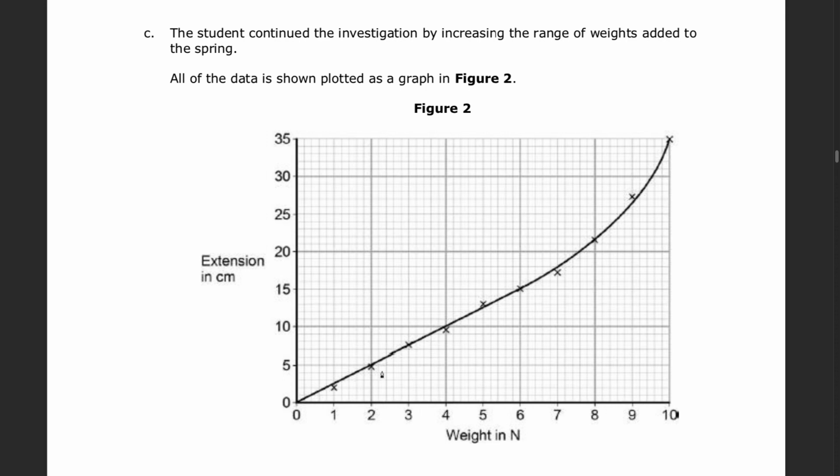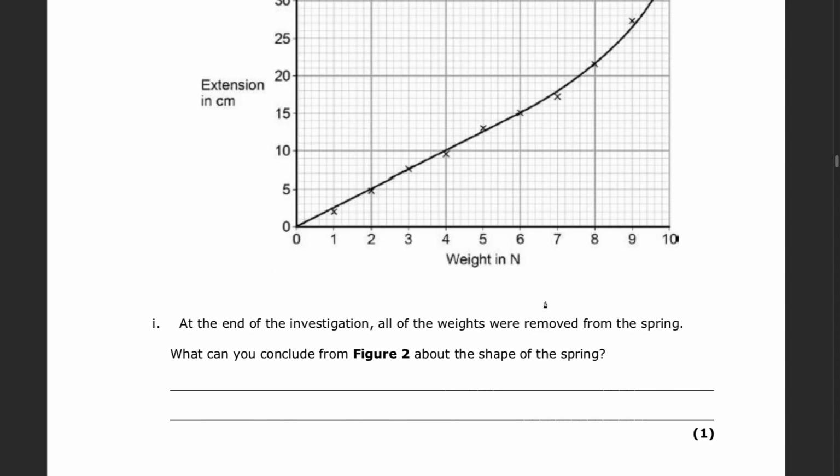Note that here we have a good example of a best chosen line. It's not a best straight line because at the end, as we know with graphs about Hooke's law, they tend to curve towards the extension. Okay, let's see what the question is going to be for part C. At the end of the investigation, all of the weights were removed from the spring. What can you conclude from figure 2 about the shape of the spring?